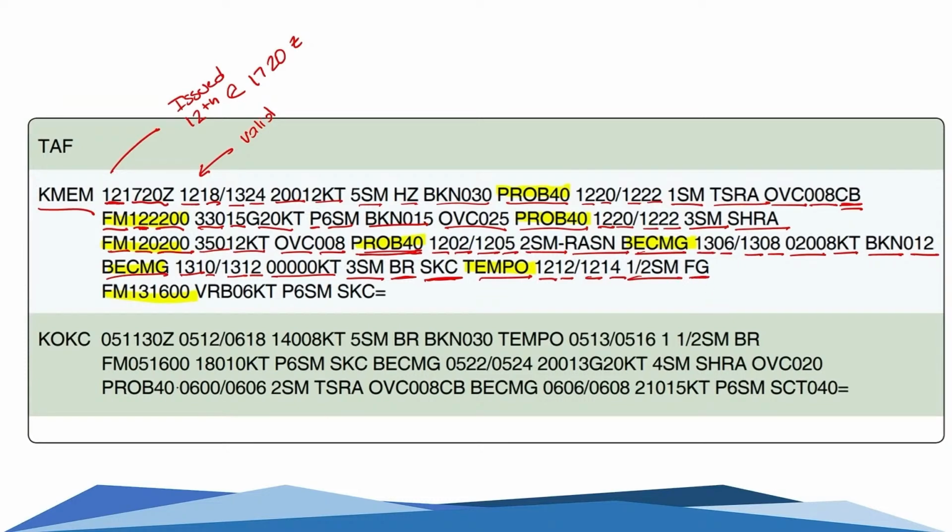And then finally, to wrap it up, from the 13th day at 1600, our wind is variable at 6 knots, greater than 6 statute miles. That's the P, so plus 6 statute miles, sky clear, and then we have the termination of the report, which is the equal sign. Like I said, you can go back through the recording and take a look at that. At this point, I will leave the bottom one to you so you can see if you can decipher it. There is really nothing in the bottom one that's any different than the top one that we have not covered thus far.